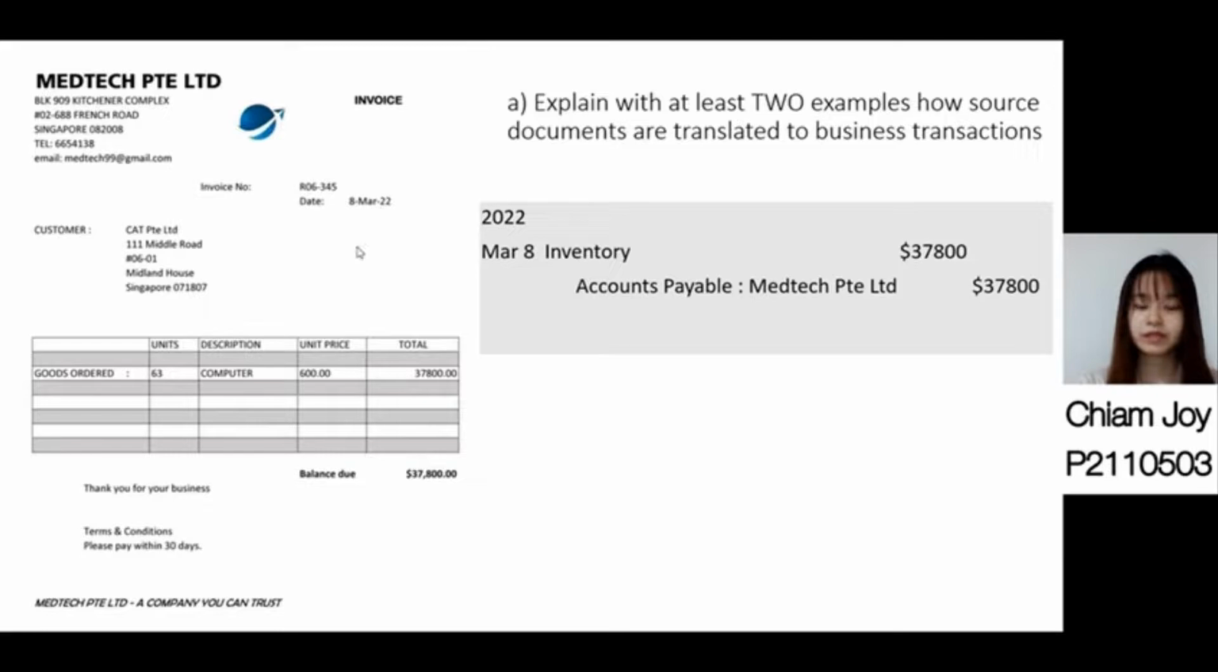So we will be translating all of that to our general journal entry over here, where you can see that we have received inventory worth $37,800. As CAT PTE LTD is a company that sells computers, computers are noted as inventories for us. And since this is a credit purchase, we will have to include that in our accounts payable for MedTech PTE LTD.